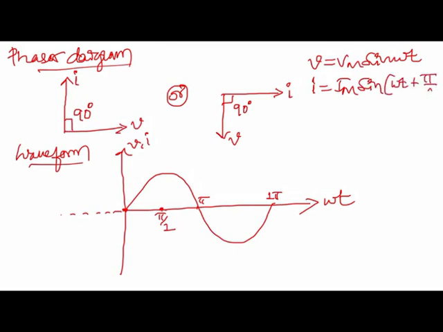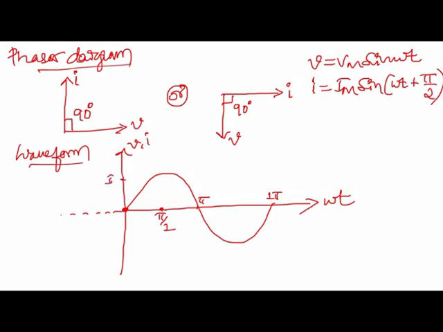The easiest way to draw the waveforms is to substitute different values of omega t. First substitute omega t equal to 0. Omega t equal to 0 means sin 0 will be 0. So at omega t equal to 0, at this instant, voltage is 0. Your current is Im sin omega t plus pi by 2. So omega t being 0 means it will be sin 90. Sin 90 is 1, so 1 into Im is Im. So at the omega t equal to 0 instant, our current will have its maximum value.